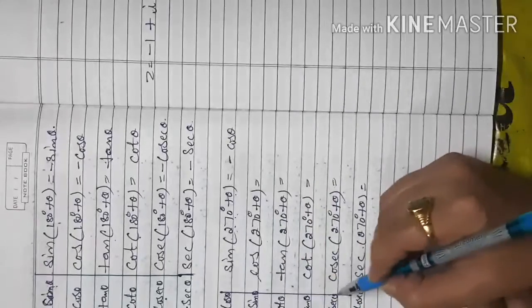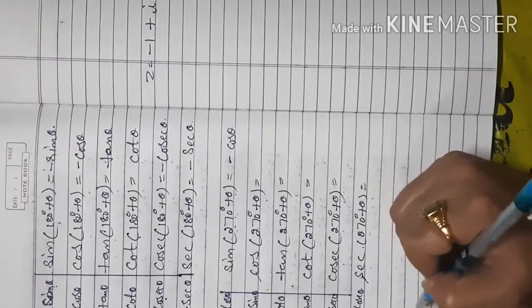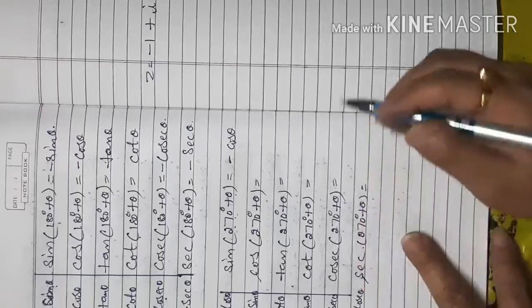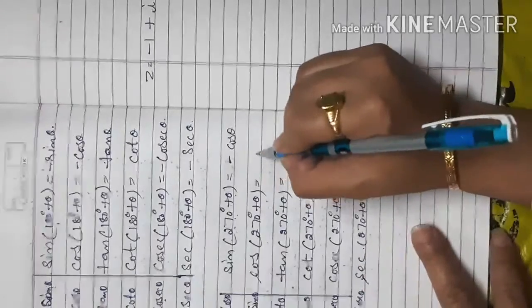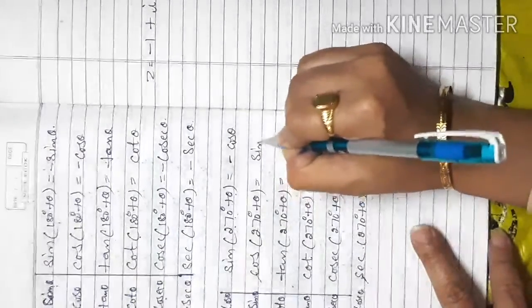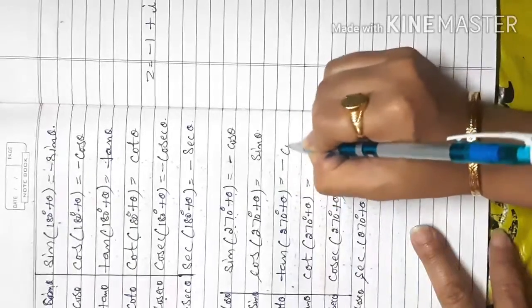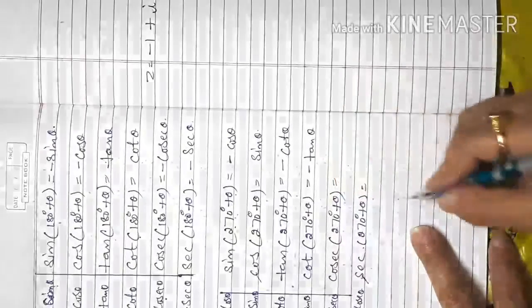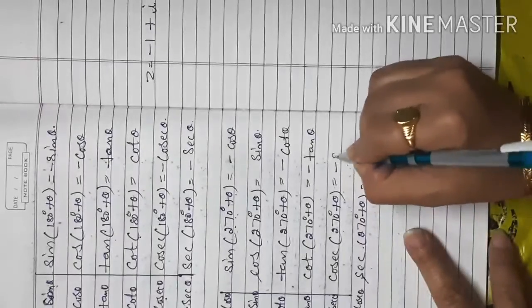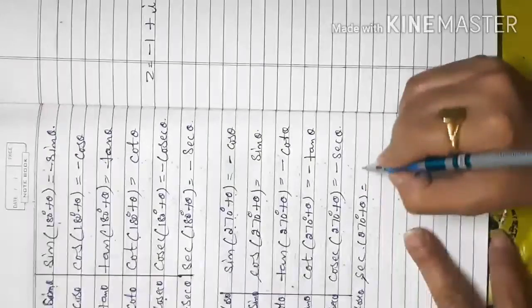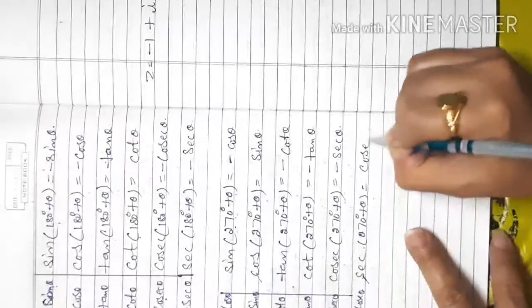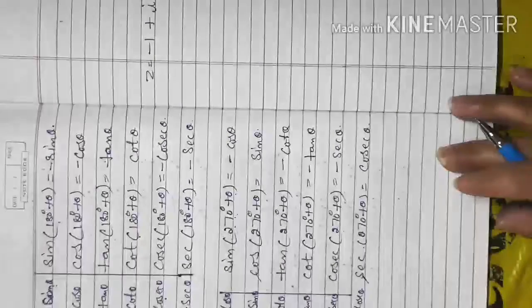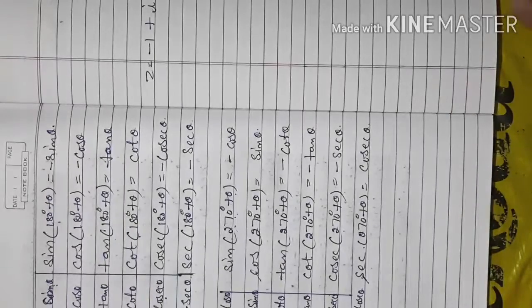Only cos and secant will be positive in this quadrant; the others will be negative. So sin theta becomes cos theta, minus cot theta, minus tan theta, then minus secant theta, and here it will be plus cosecant theta, because only cos theta and secant theta are positive; the others will be negative.